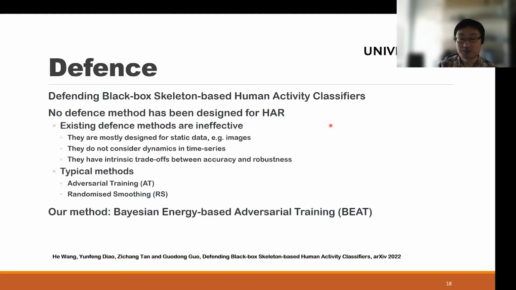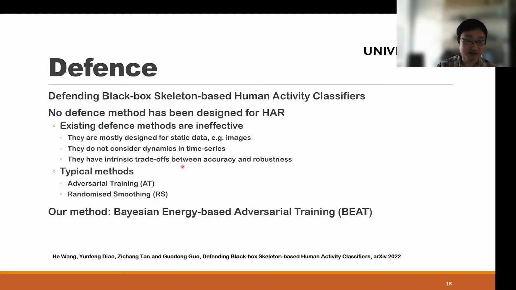When we look even further, similar defense methods have been designed for other data types, like images, but they're not very effective on motions, simply because they're mostly designed for static data, which doesn't contain the dynamics in time series data at all. What's more important is that these defense methods all end up giving a trade-off between accuracy and robustness, which means that, for example, if you use the defense method to retrain your model, yes, the robustness against the adversarial attack would increase, but your natural accuracy would decrease, which means that your classifier is not as accurate as before, right? So this is believed to be an intrinsic trade-off for defense methods, which has been proved wrong in our research. Okay, I'll show you later.